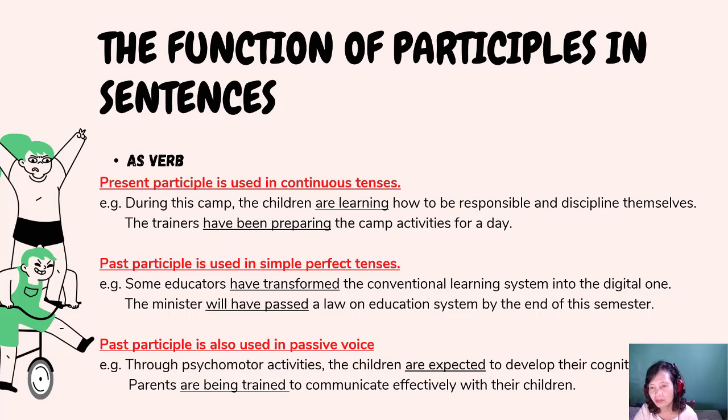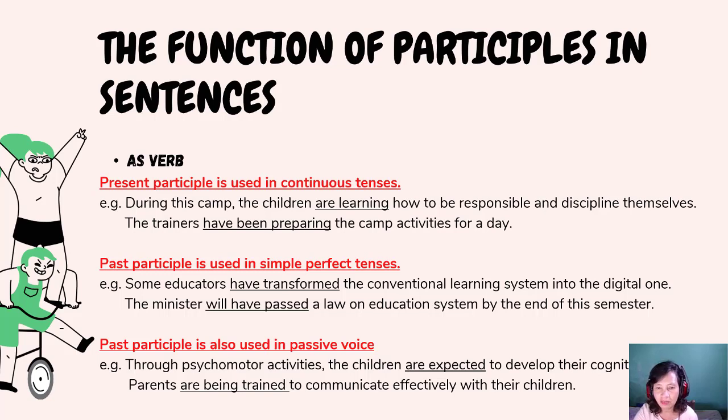The trainers have been preparing the camp activities for a day. The trainers have been preparing. This is present perfect continuous. So you can change this into past continuous, like the children were learning, or in future continuous will be learning. Or this one in past perfect continuous had been preparing. So all in continuous tenses you will need present participle, because that is the structure.